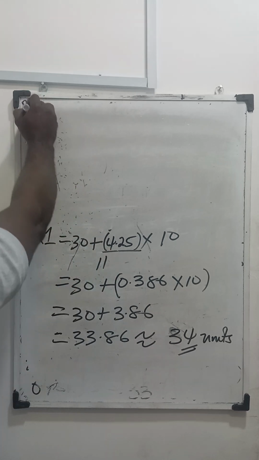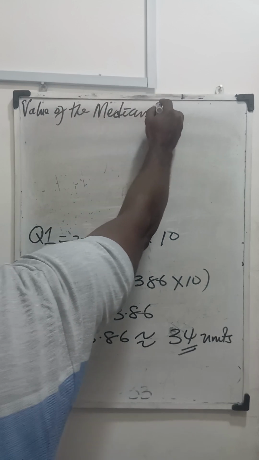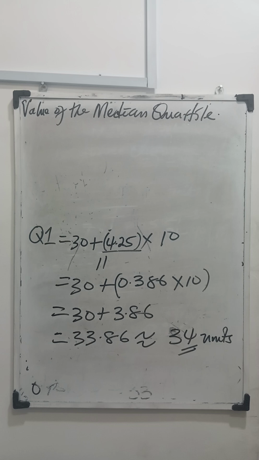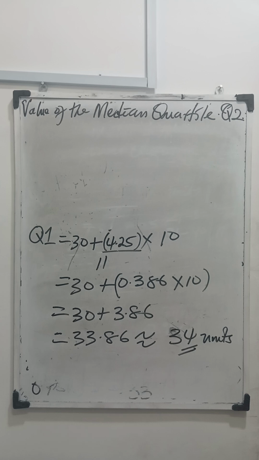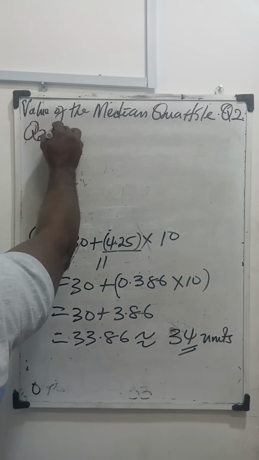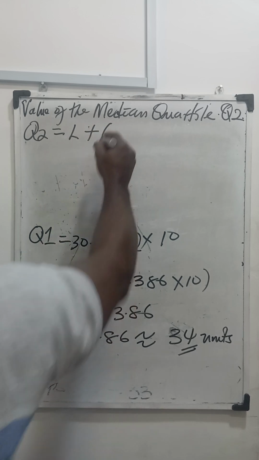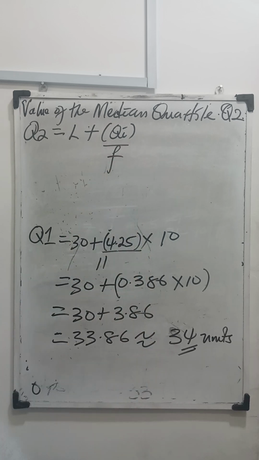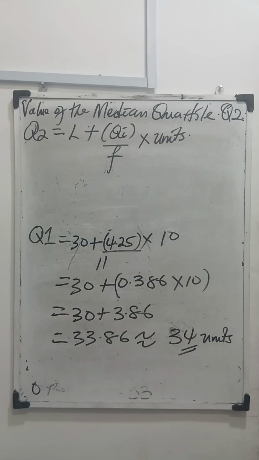So we want to get the value of the median quartile. The value of the median quartile is denoted as Q2. We are still going to use the same approach. Q2 is equal to L plus Q1, remember what we have as Q1, and then the frequency times the unit. That's our formula.